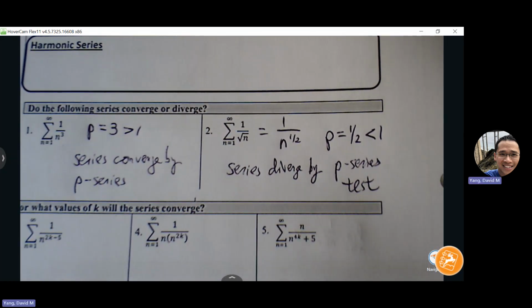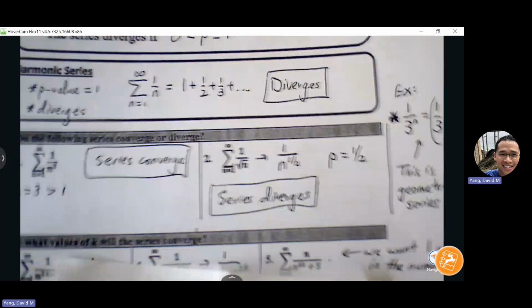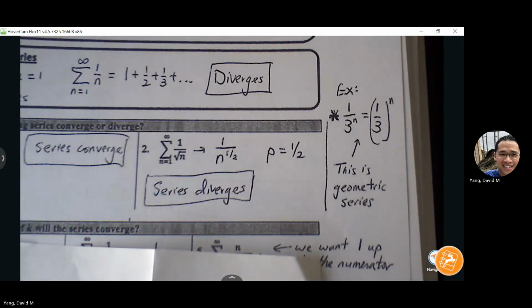I do want to point something out here. I want to make sure that we don't get P-series and geometric series confused because they can look similar. Remember, geometric series is if I have a constant raised to the variable, right? That's my r to the n. But a P-series is if I have a variable raised to a constant. So just make sure that we don't confuse one for the other.